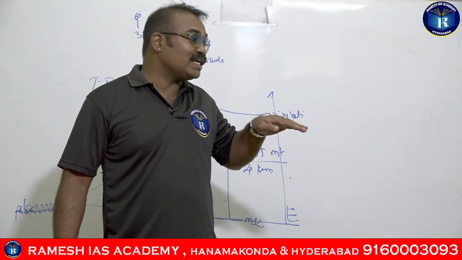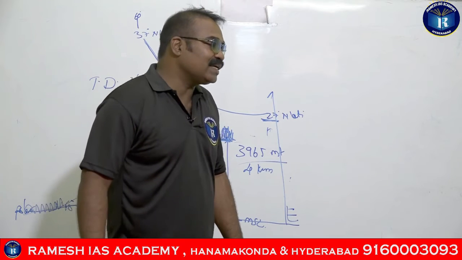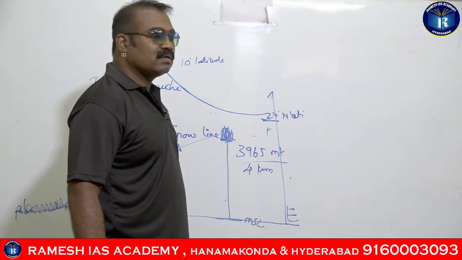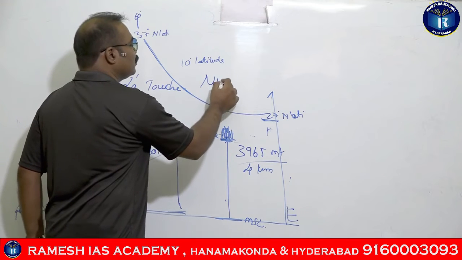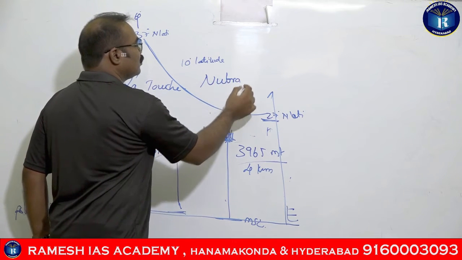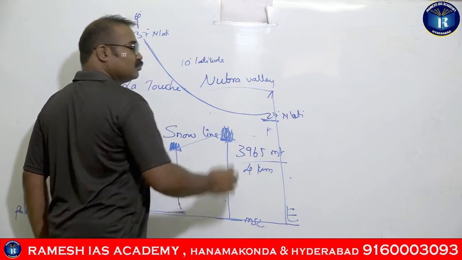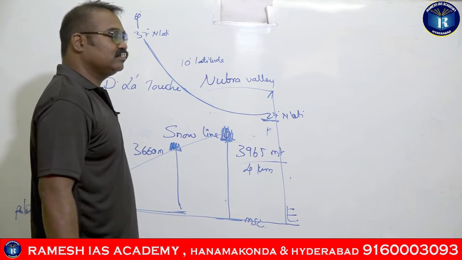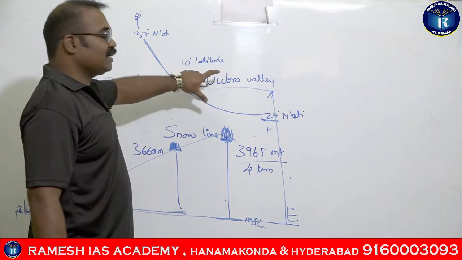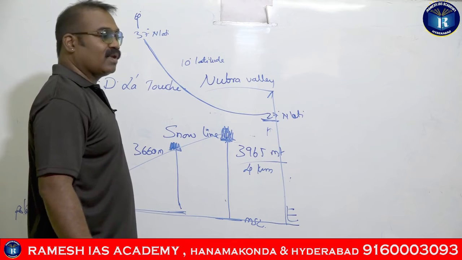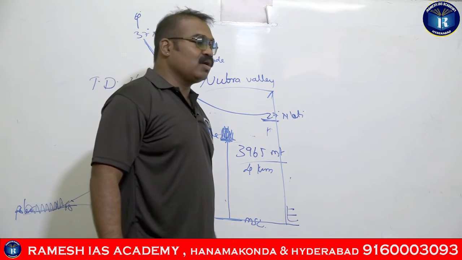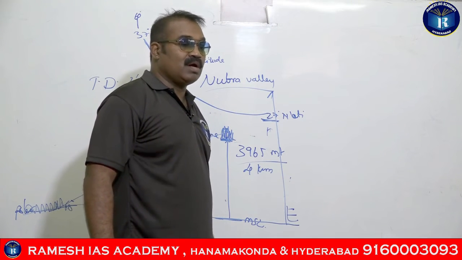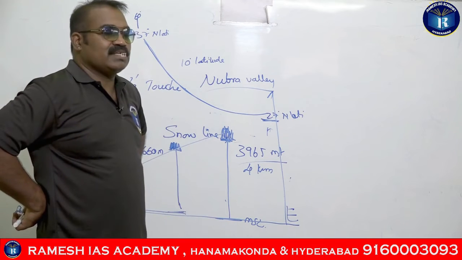Right. The Siachen Glacier is present in which valley? It is present in the Nubra Valley. So these are all present in the Kashmir Himalayas, guys. Right? In the Kumaon Himalayas, Gangotri Glacier is the longest glacier, guys.